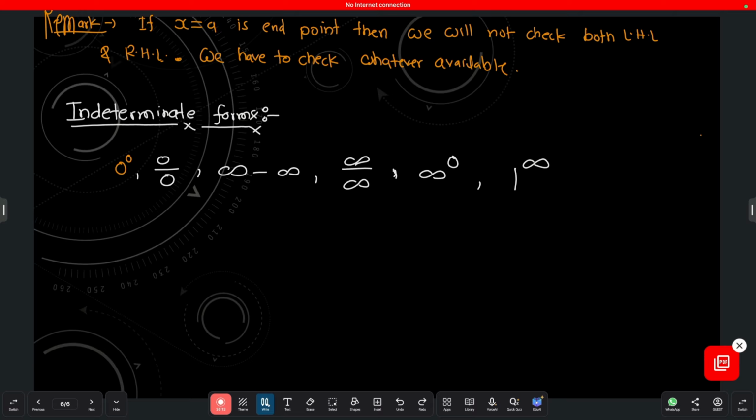In limits there are some boundations. Infinity power 0 is not 1 in limits. Here it is not exactly 1. If exactly 1, then it is 1 only. In limits it is not an exact number, it is approaching 1. So 1 power infinity is also indeterminate. 0 into infinity is also indeterminate. Note 7 indeterminate forms.